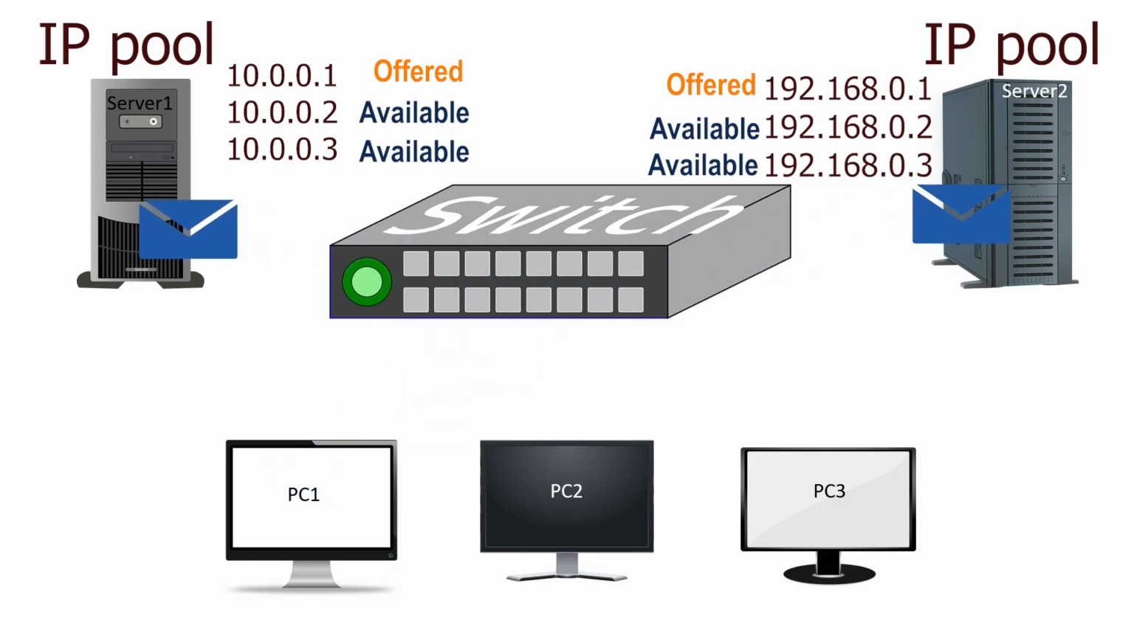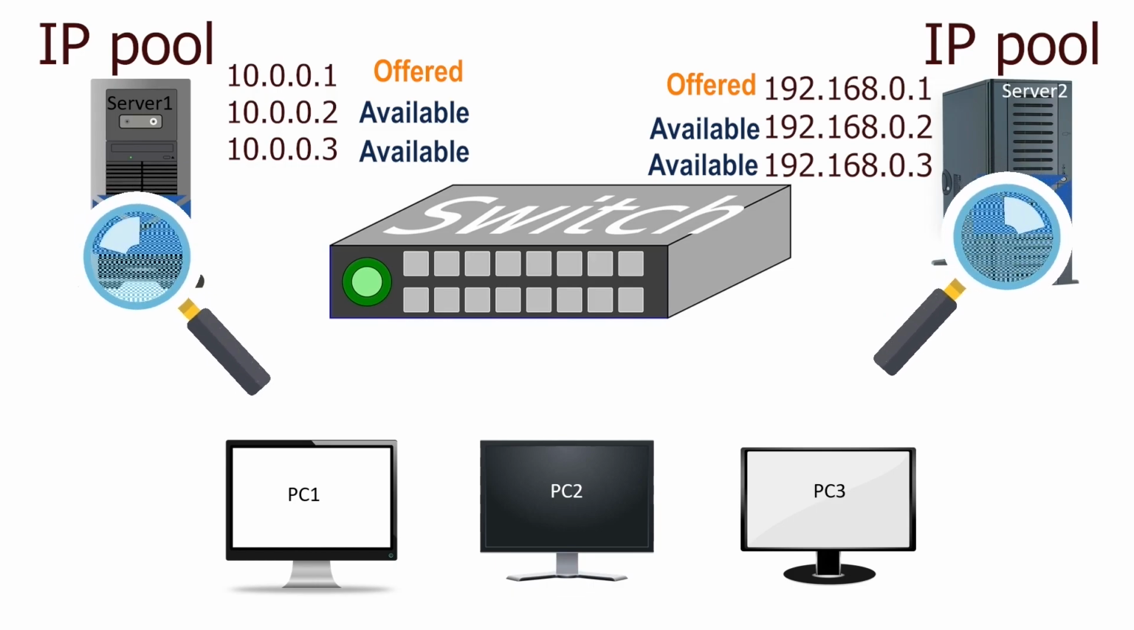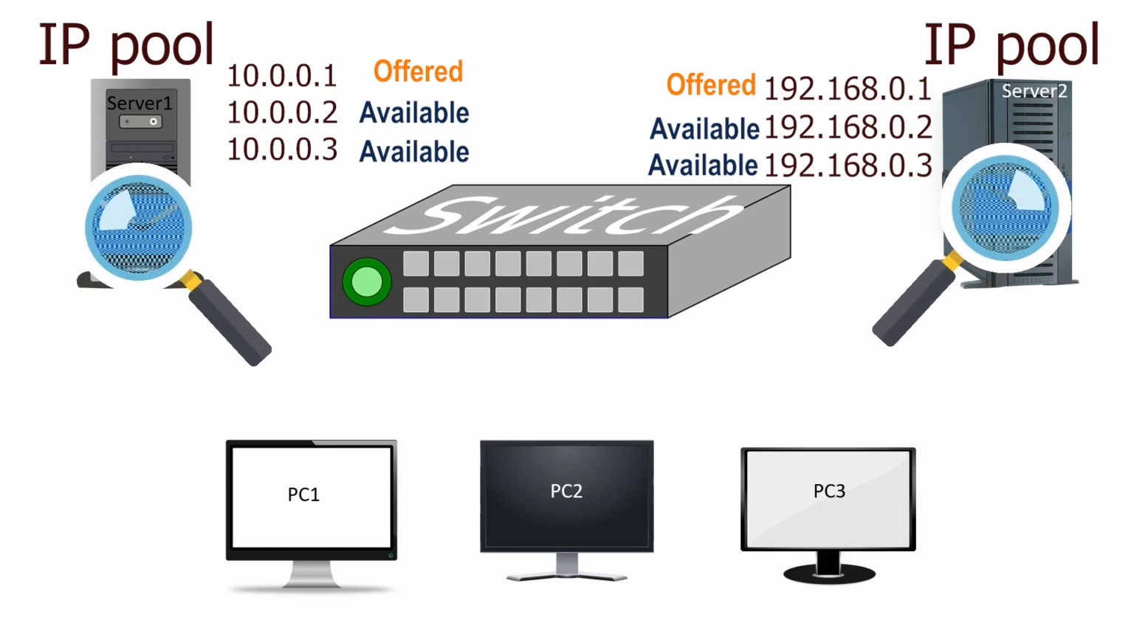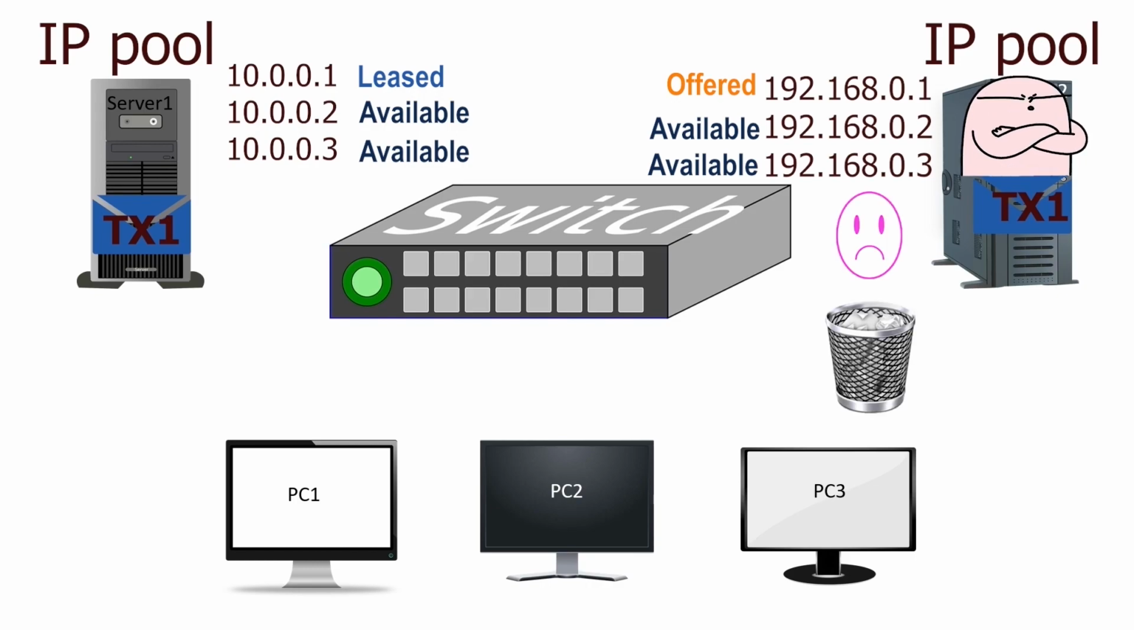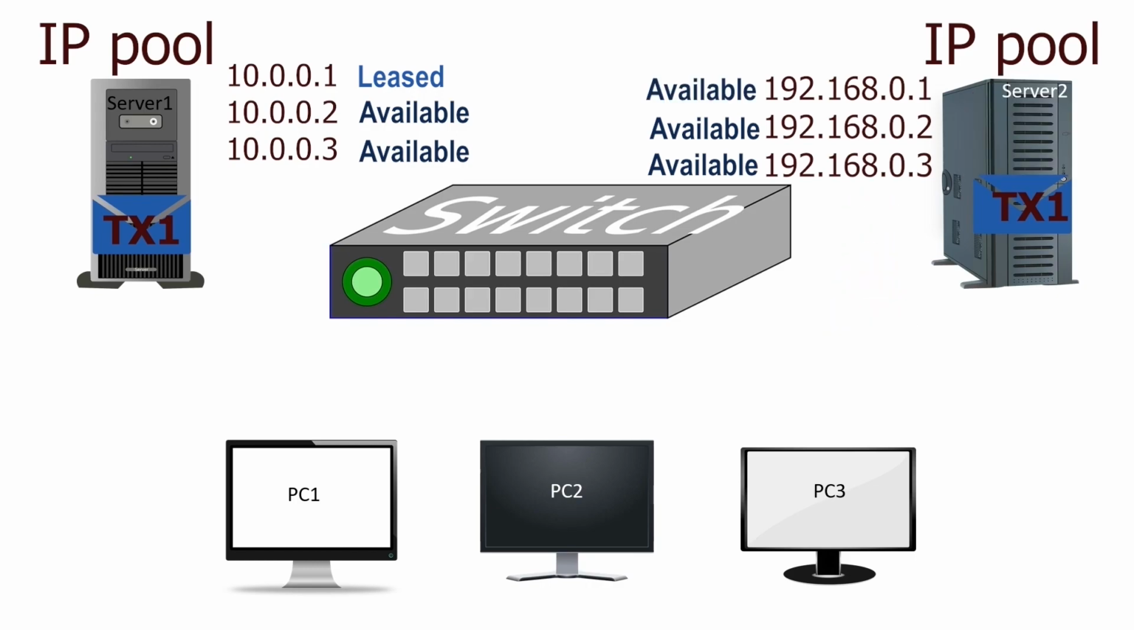When this message reaches both servers, both check the transaction ID and MAC address fields to know whether their offer has been accepted. Server 1 sees its transaction ID and knows its offer has been accepted. It adds the offered IP to the assigned or leased IP addresses list. Server 2 sees another server's transaction ID and knows its offer has been rejected. It adds the offered IP back to the available addresses list.